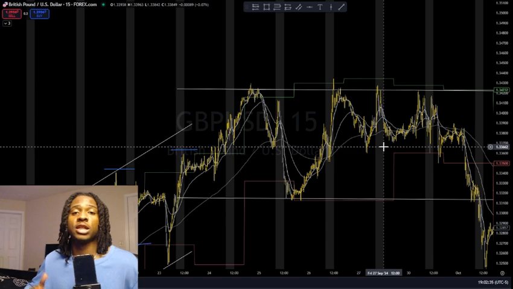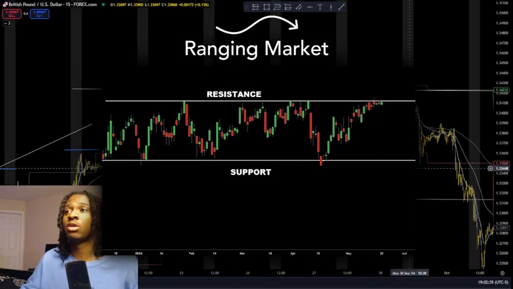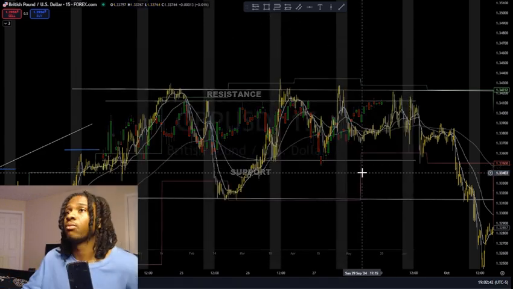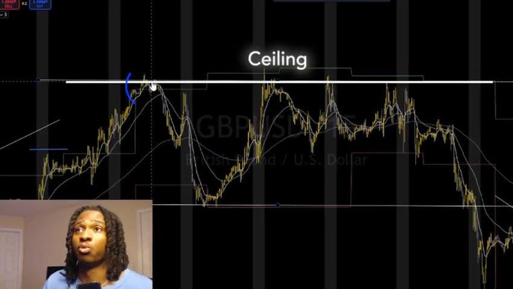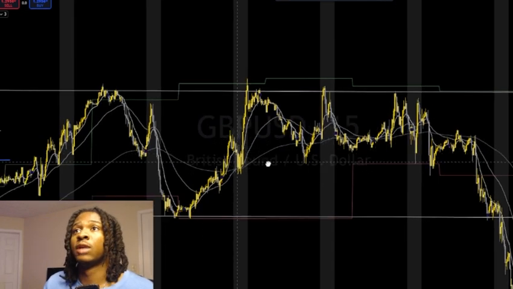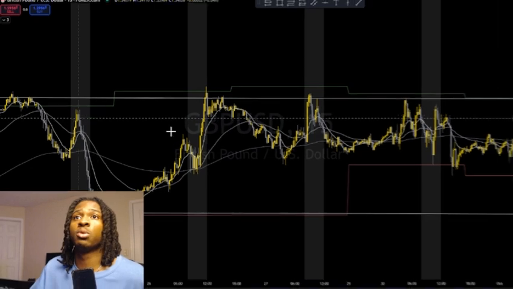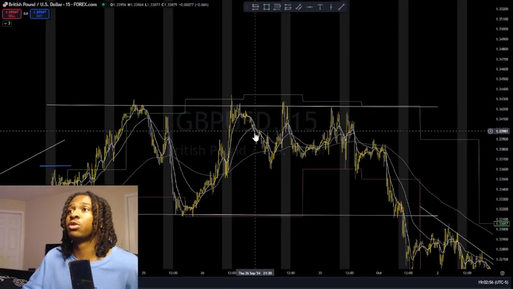Next, we have our consolidation or a ranging market, where prices like to move up and down, no clear direction of where it wants to go. Here you see, we have our ceiling as price has tapped here 1, 2, 3, 4 times. And if you go and zoom in a little closer, it's a little bit more than that. But you see how when price taps the ceiling, it reverses.